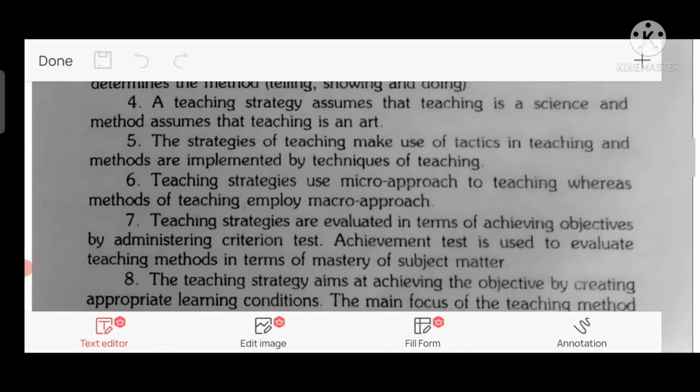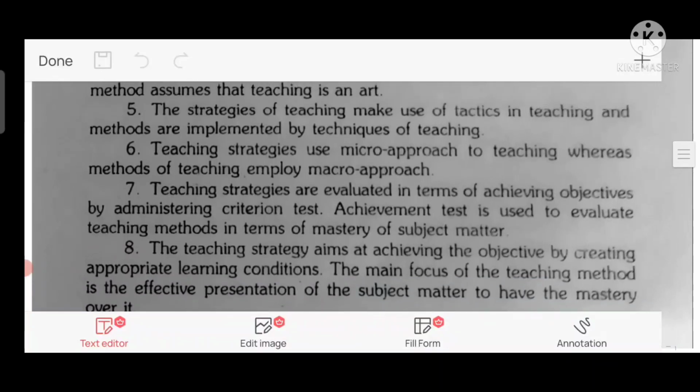Point number 4, a teaching strategy assumes that teaching is a science and method assumes that teaching is an art. Point number 5, the strategy of teaching makes use of tactics in teaching and methods are implemented by techniques of teaching.